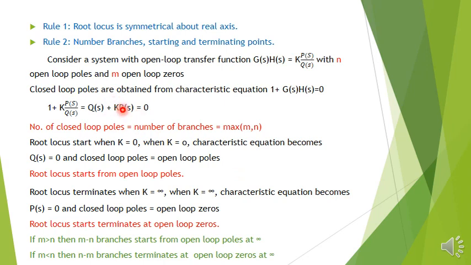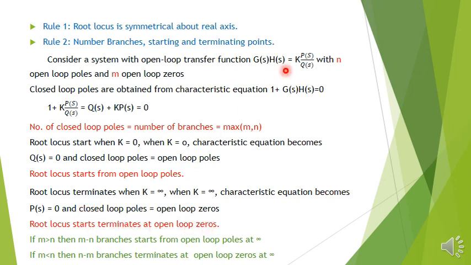Infinity can be written as 1 by 0, by taking the common denominator 0 as q of s plus p of s equal to 0. So p of s equal to 0, and closed loop poles equal to open loop zeros. So root locus terminates at open loop zeros. The second rule says number of branches is max of m comma n, open loop poles and open loop zeros, whichever is the largest. That is the number of branches of the root locus. And root locus starts from open loop poles and terminates at open loop zeros.